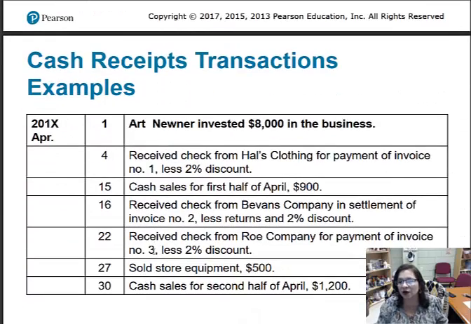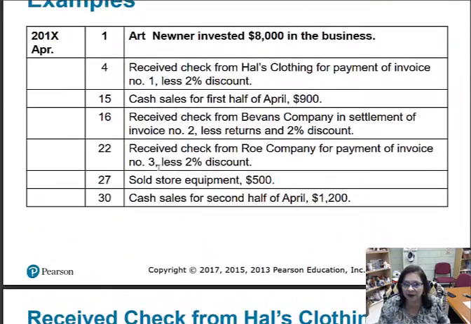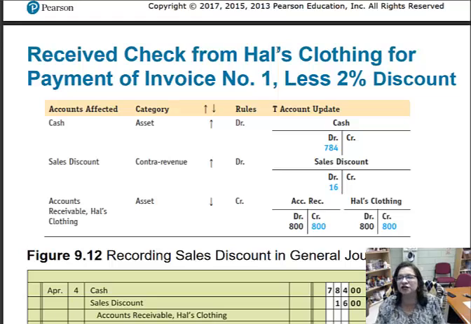Okay, so here we go. If they provide the funds, these are some of the transactions. We received a check from House Clothing for payment of invoice, less a 2% discount. The cash sales for the first half of April were $900. So here we go, we're going to start recording everything that happened here. Received a check from House Clothing, payment for invoice number 1, less the 2%. So the invoice was number 1.